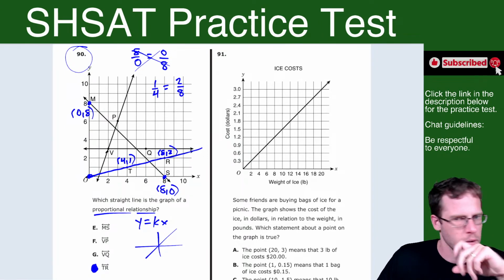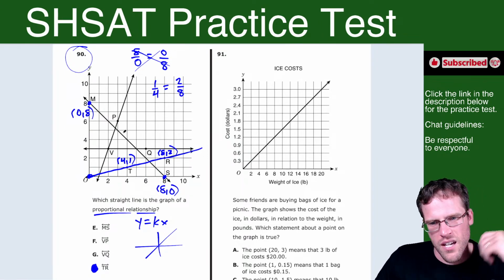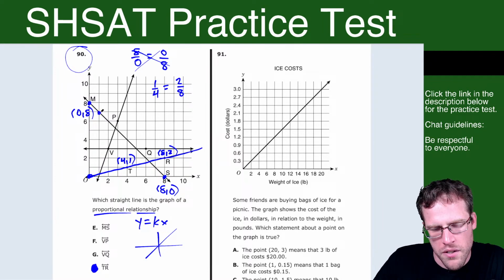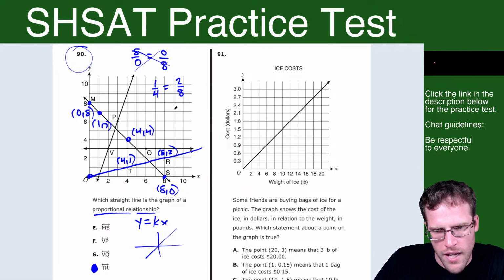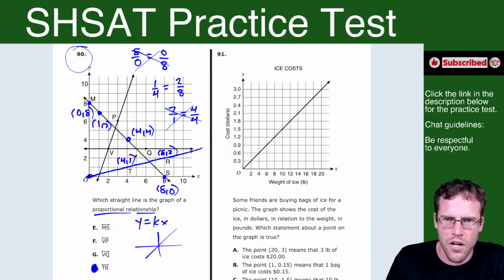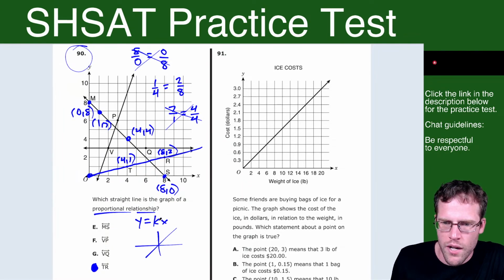Even if this line is just kind of missing that point, even if you did this point here, (1, 7), and then compare it to (4, 4), see how 7 over 1 does not equal 4 over 4. Nope, it does not. So TR is the one, because it's in the form y equals kx. The line has to go through the origin.